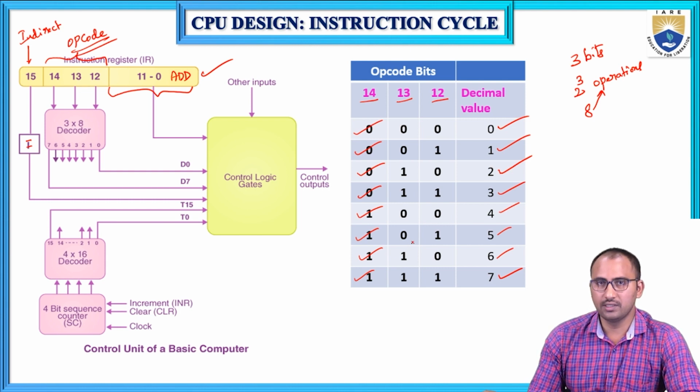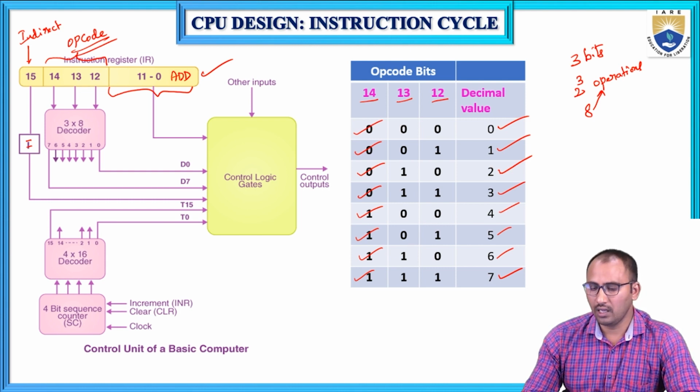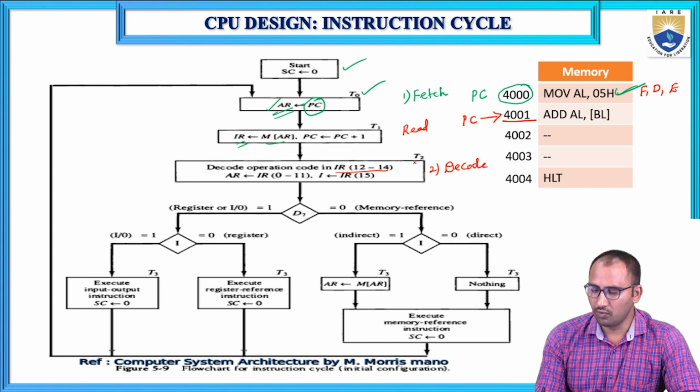So this decoding will happen during the T2 phase. During T0, the instruction will be fetched from the memory. During T1, the instruction will be read from the memory. During T2, the instruction will be decoded.